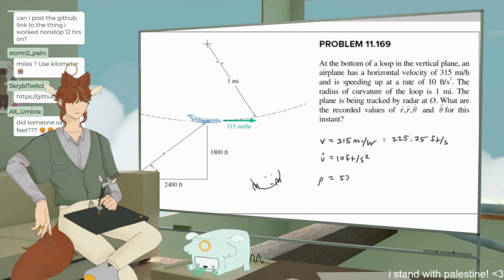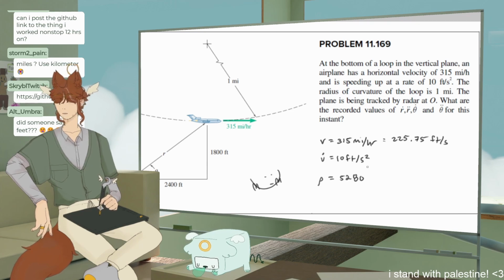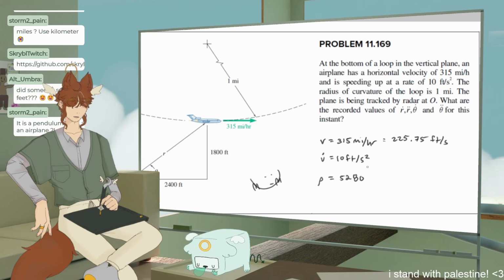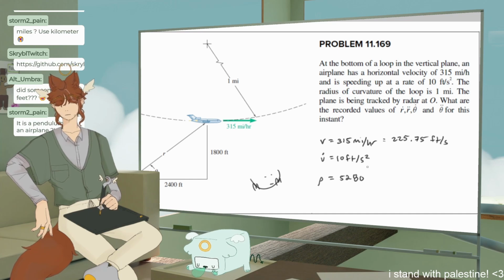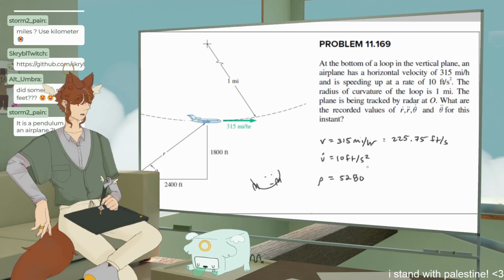Wait, did I say? It's 5280. Did I actually do that? Did I say 3280? I said 2580, not the right thing. Sorry, gamers, 5280. It's a pendulum with an airplane? No, it's an airplane, like, lifting up, like, turning up. It's not a pendulum. Thank God, that would be kind of crazy. Okay, 462, that's even nicer.